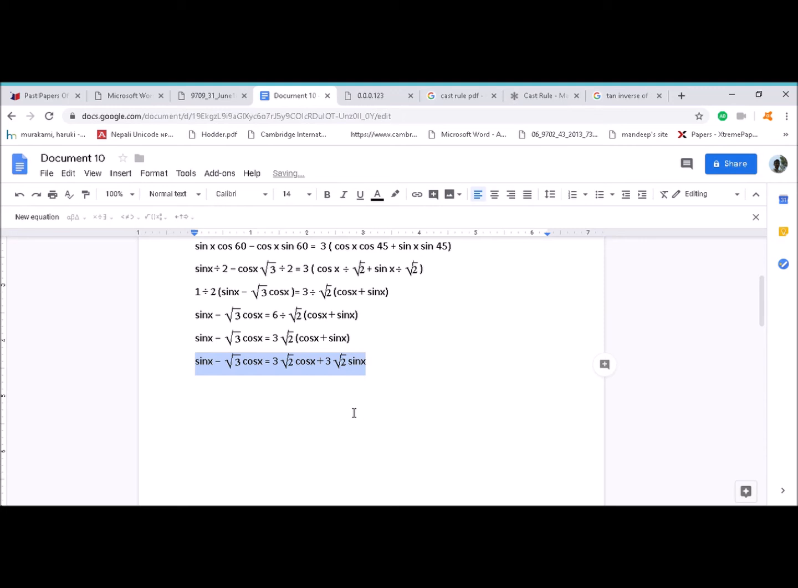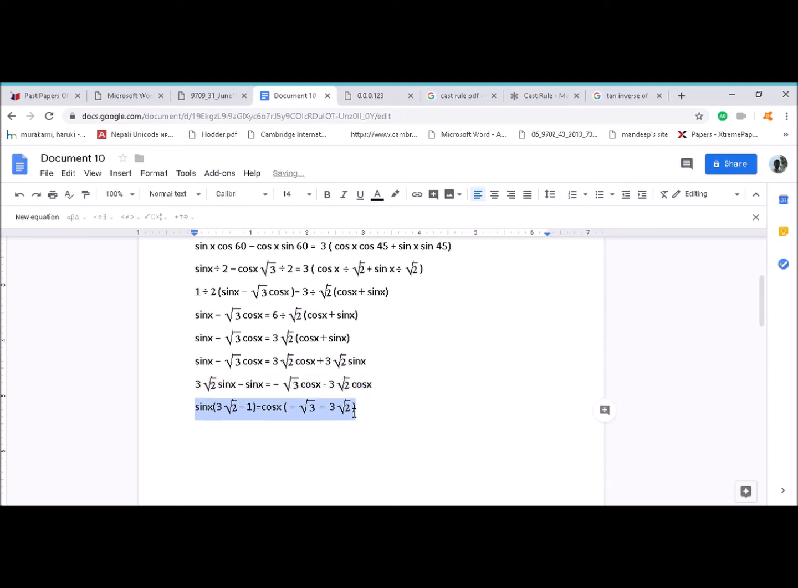We just keep the left hand side the same thing. So it is 3 root 2 cos x plus 3 root 2 sin x. Now after this we take the 3 root 2 sin x, and take the sin x from the left hand side to the right hand side, and it will become 3 root 2 sin x minus sin x, and 3 root 2 cos x from the right hand side to the left hand side, and it will be minus root 3 cos x minus 3 root 2 cos x.